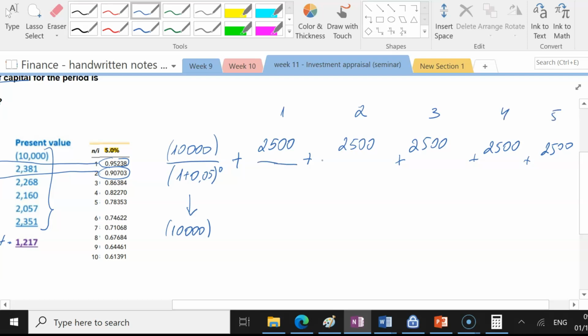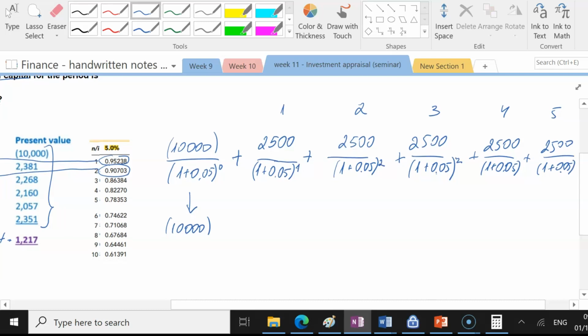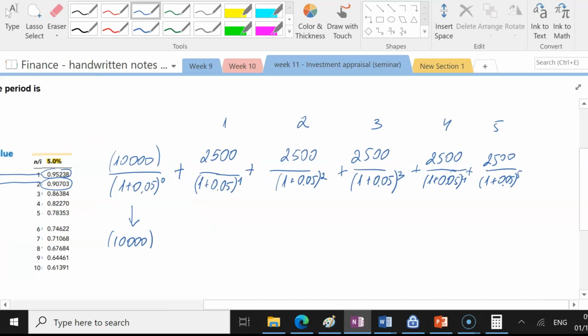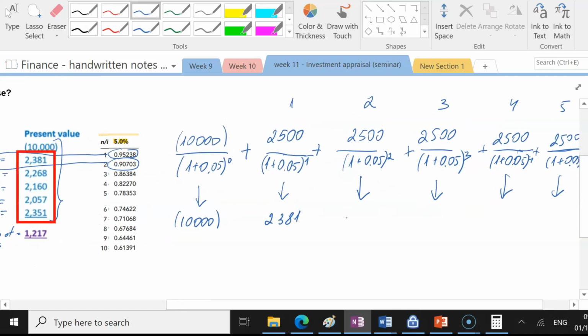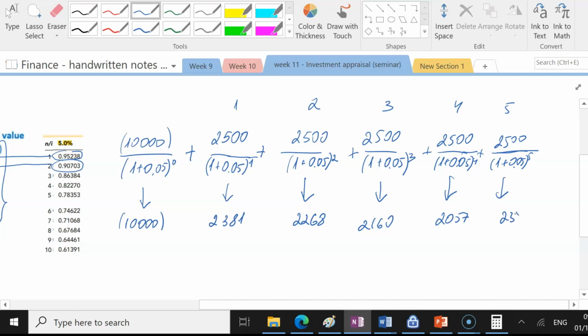And you discount each of these cash flows using the same interest rate, cost of capital, discount rate, 5%. But you need to raise all of these denominators to a relevant power. So here it will be power 1, power 2, power 3, power 4, and power 5, right? And if you do this, each term will give you these numbers. So it will be equal to 2381, 2268, 2160, 257, 2351. You add them up and you will get the same number.